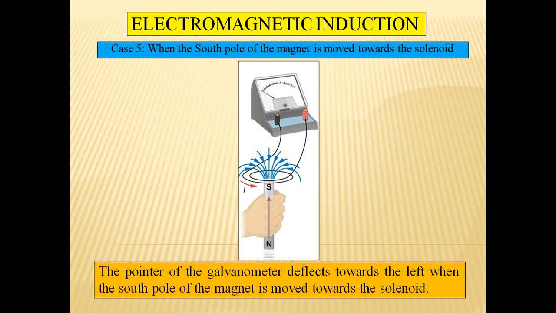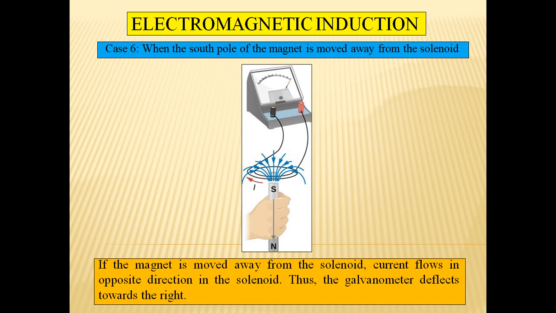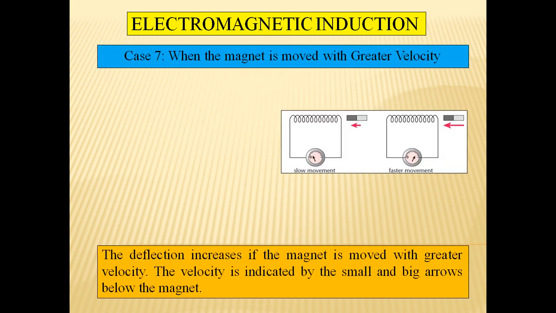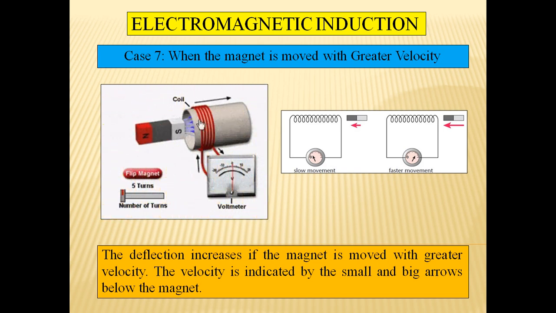The pointer of the galvanometer deflects towards the left when the south pole of the magnet is moved towards the solenoid. If the magnet is moved away from the solenoid, current flows in the opposite direction in the solenoid. Thus, the galvanometer deflects towards the right. The deflection increases if the magnet is moved with greater velocity. The velocity is indicated by the small and big arrows below the magnet in the figure.